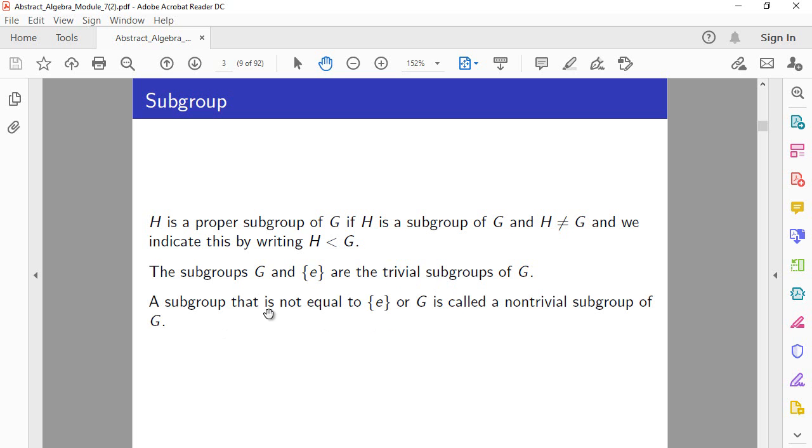A subgroup that is not equal to the subgroup with the identity only, or G itself, is called a non-trivial subgroup of G. So if I have a subgroup that is not equal to the entire group, and it is not equal to the subgroup containing the identity only, then it is called a non-trivial subgroup of G.